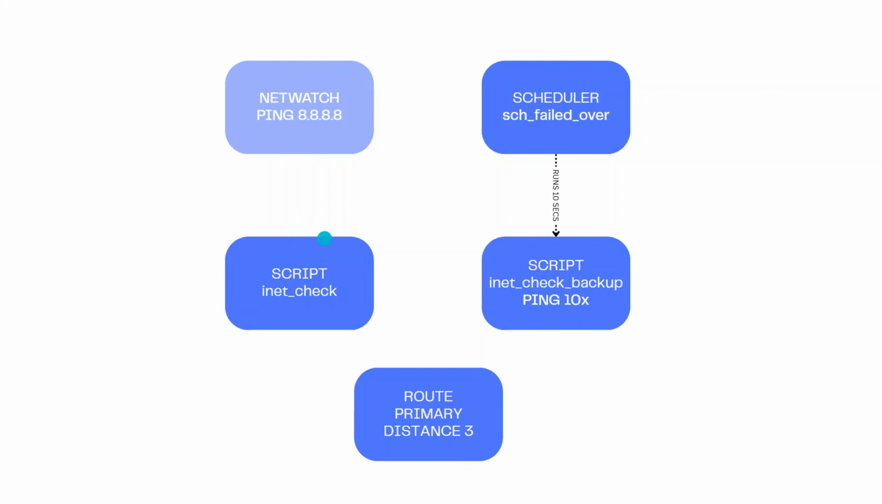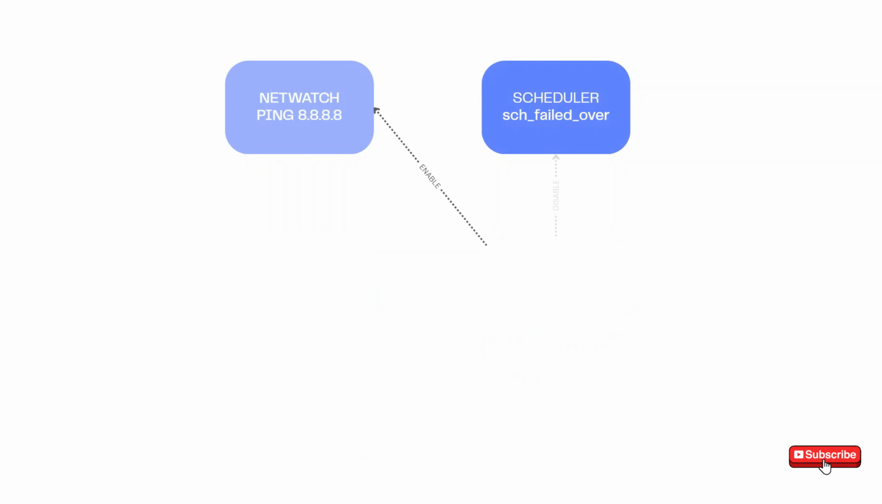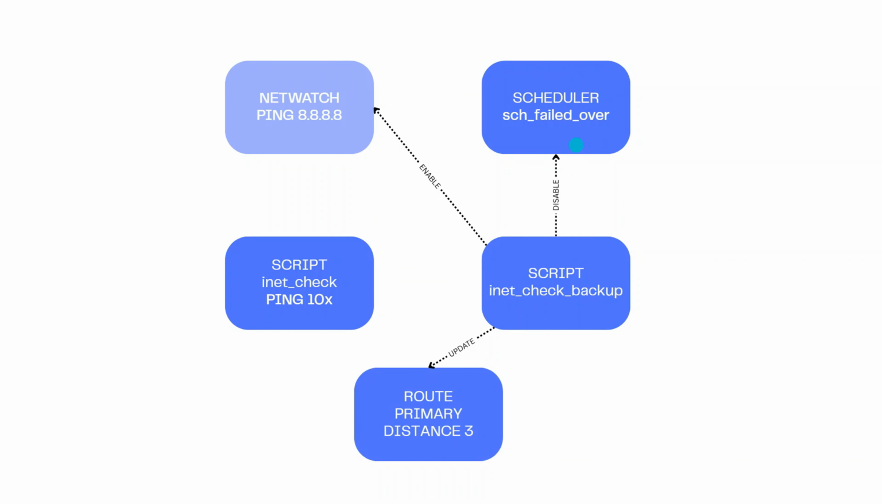This script is doing pretty much exactly the same as this. But what happens this time, if it gets 10 successful pings, we move on to the next one. It's then going to disable that scheduler. It's going to re-enable that Netwatch, and it's going to set my default route, updating it back to 1.